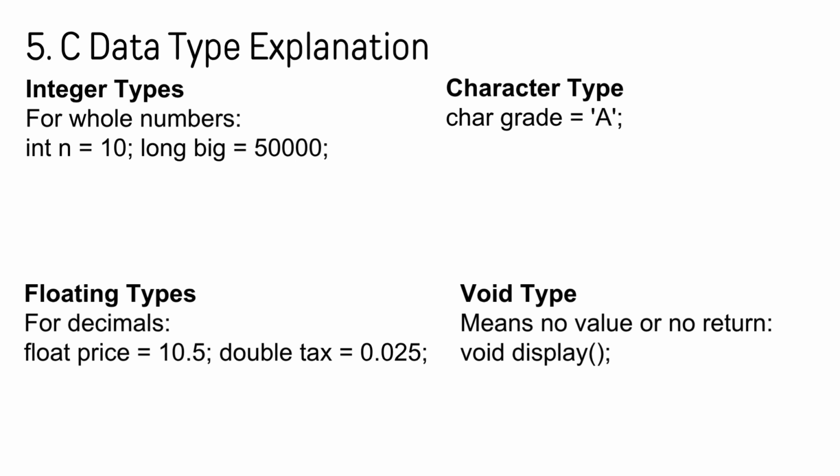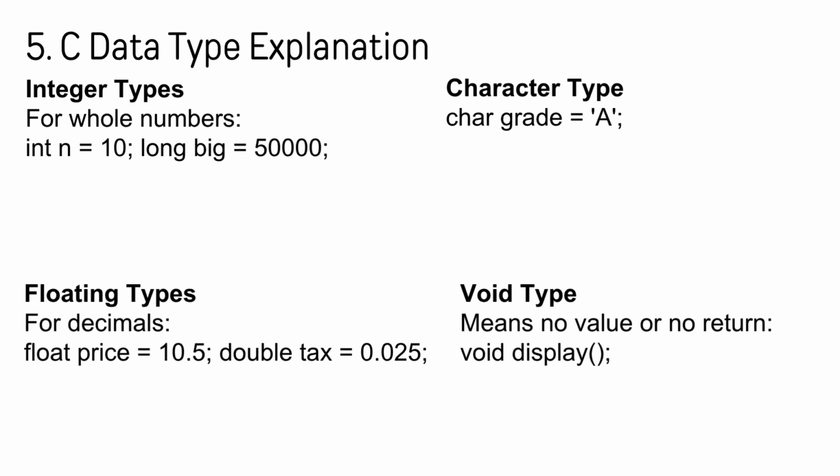Let's take a look at different data types in C. Integer types are used for whole numbers. For example, int n = 10, or long long int is a long week = 50,000. Character type stores a single character, like char grade = 'A' in single quotation marks. Always, the character type stores a single character within single quotation marks.